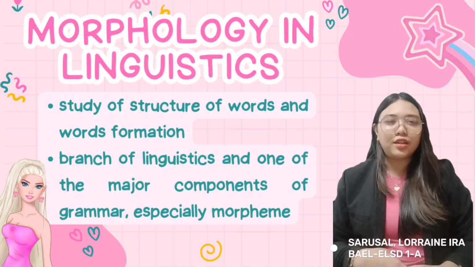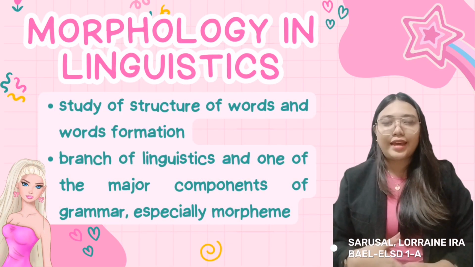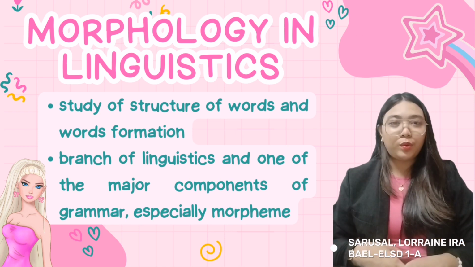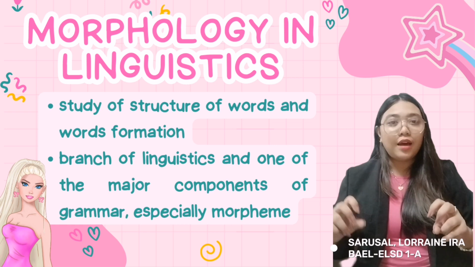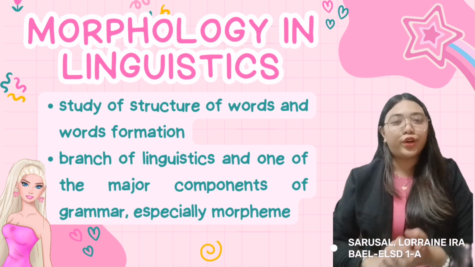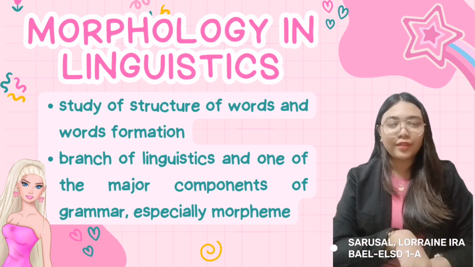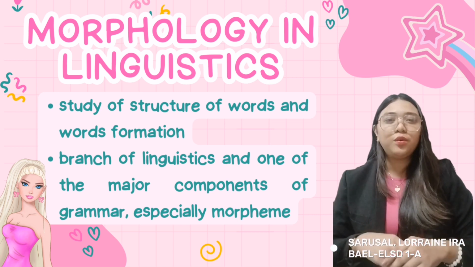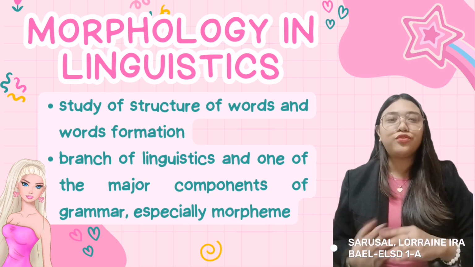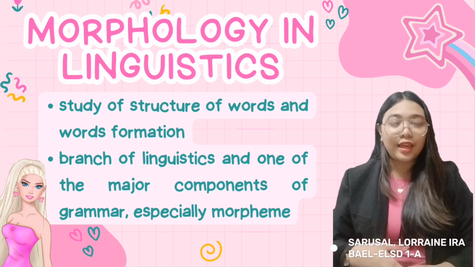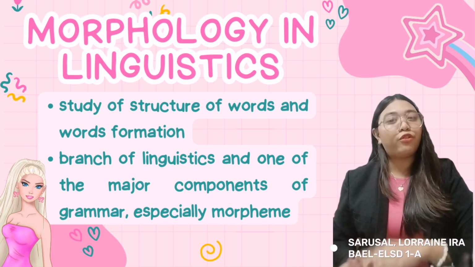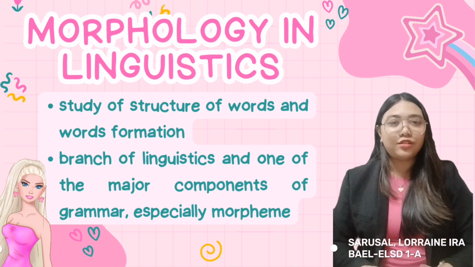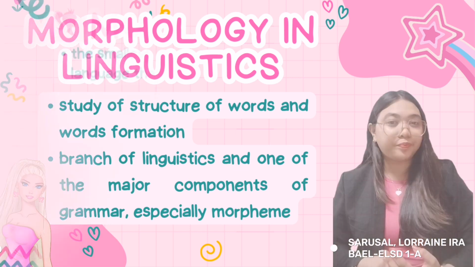What is morphology? The term morphology is Greek and is a makeup of morph, meaning shape or form, and ology, which means the study of something. Morphology is the study of the structure of words and word formation. It studies how words are formed and varied, a branch of linguistics and one of the major components of grammar, especially morphemes. It studies the relationship between morphemes and how morphemes can be put together to create new words or new forms of the stem word.